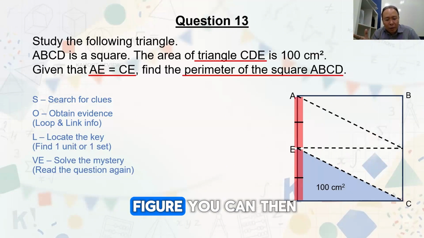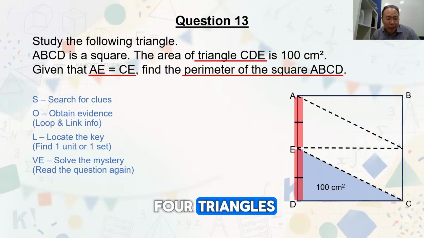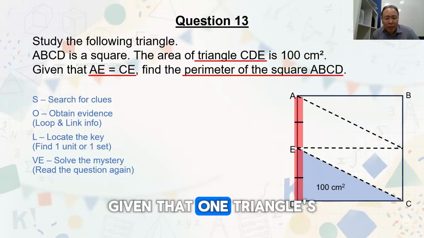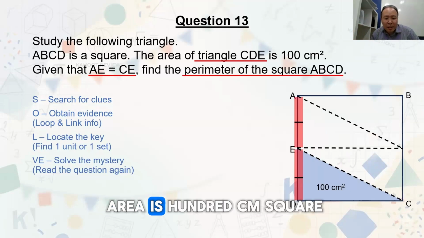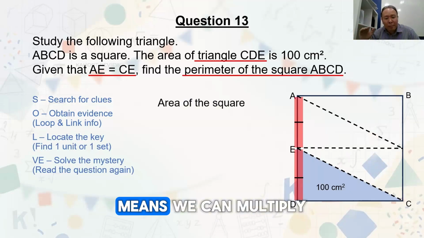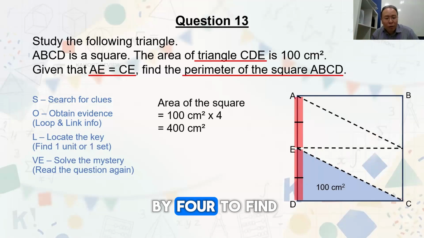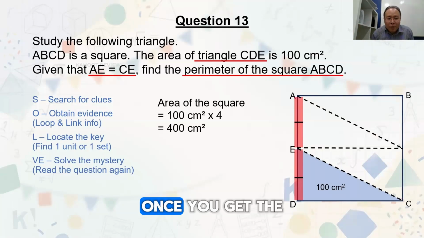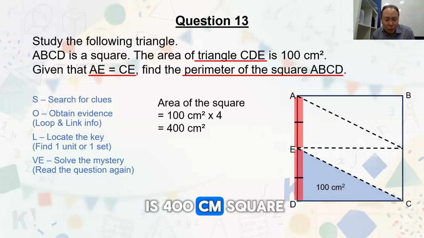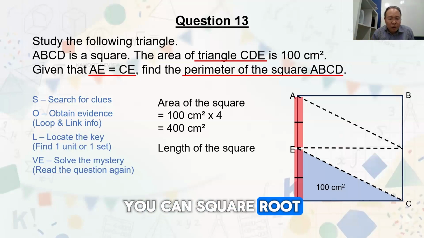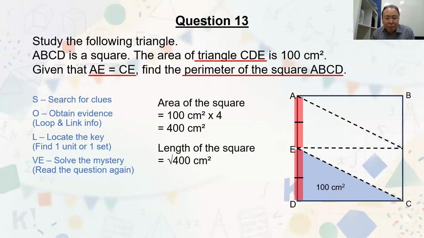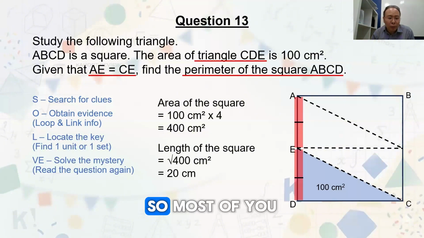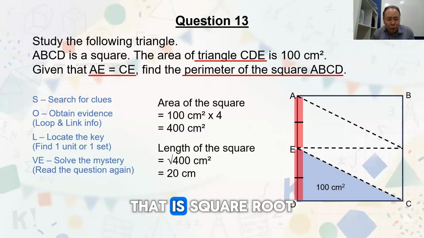So in the figure, you can then cut it into 4 triangles. Given that one triangle's area is 100 cm square, we can multiply by 4 to find the area of the square, and that will be 400 cm square. Once you get the area of the square, you can square root to find the length of the square. Most of you are already in P5 and P6 and you can use the calculator. Square root of 400 gives you 20 cm.